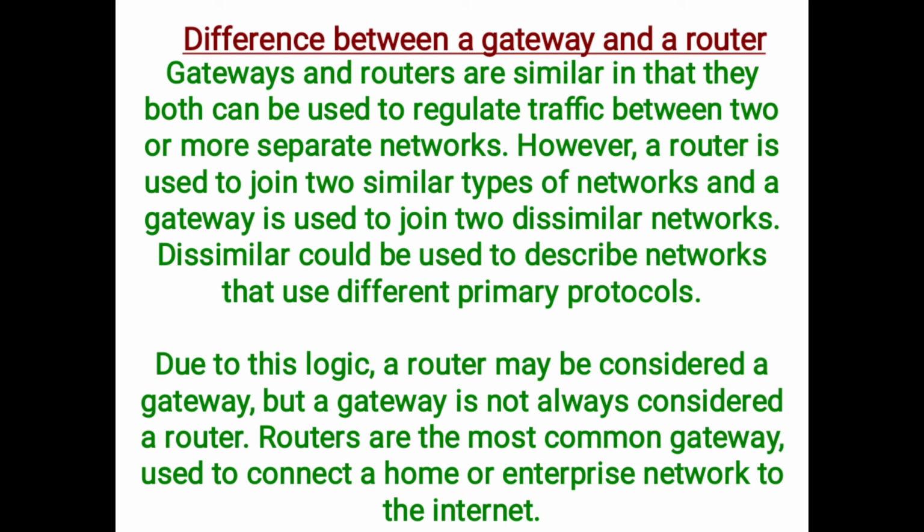See, here is the difference between the gateway and the router. Gateways and routers are both used to control and regulate your traffic. Routers are also used to regulate the traffic, as I explained in the beginning. The router will find the best possible route. Same way, the gateway will also find the best possible route. But as I told, a router is simply used to connect similar types of network.